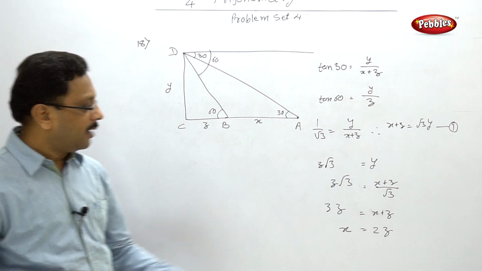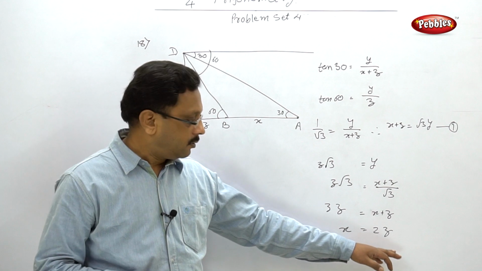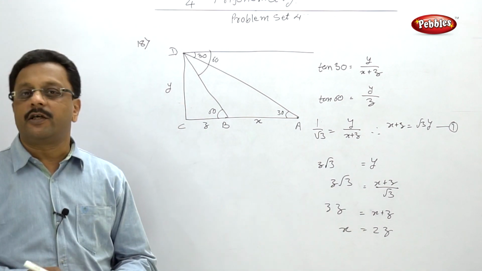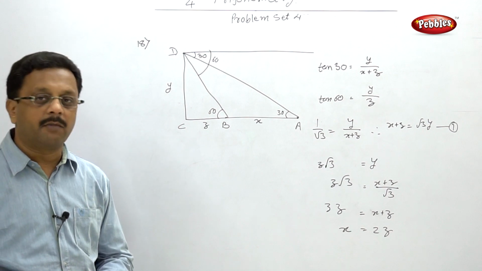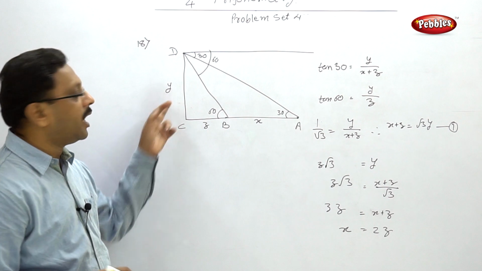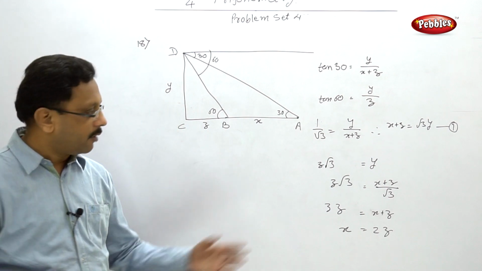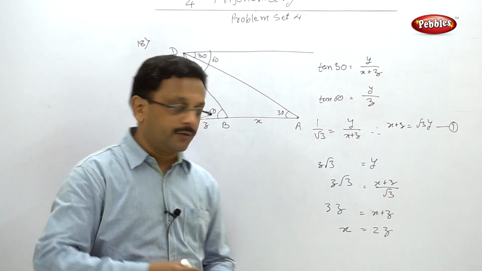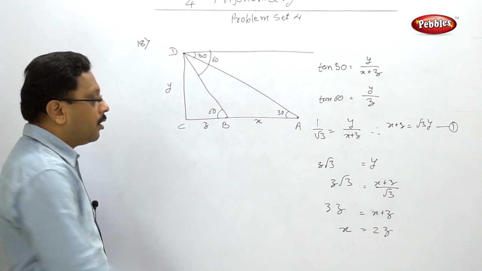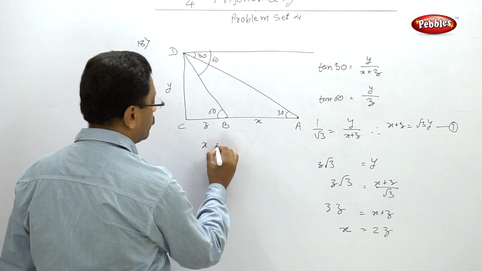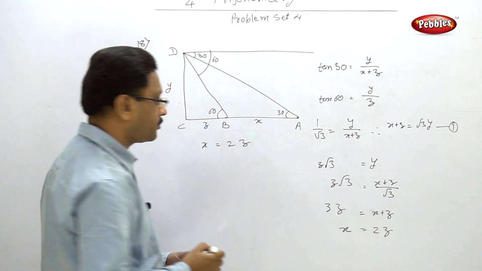Correct? I am writing this z in running script, but if you are confusing between 3 and z, instead of z you can take p, doesn't matter, or you can take p, q and r, these 3 points, something like that. Here I have taken z because I have a habit of taking z and writing this in cursive. But now x is equal to 2z.